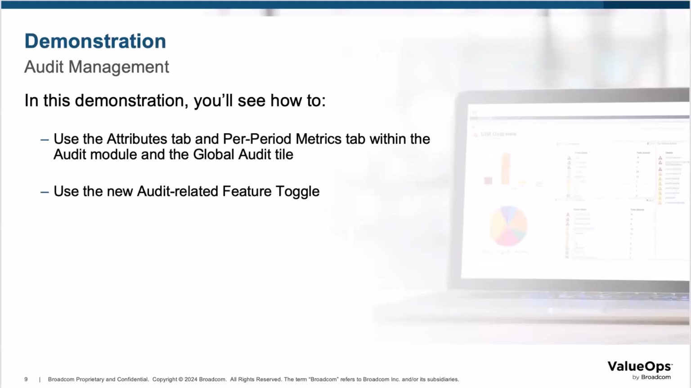So let's get to the demo. We'll see the new user experience for the audit separated into attributes and per period metrics tabs. And we'll check it out in the context of the audit module and the global audit tile. And lastly, we'll review the new feature toggle. So let's get to the demo.